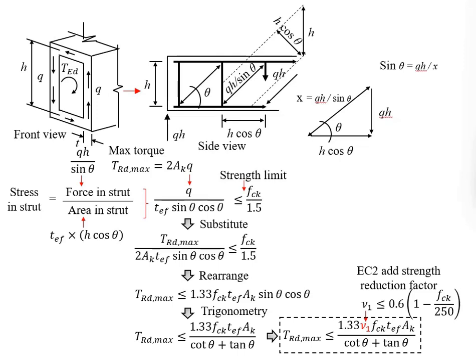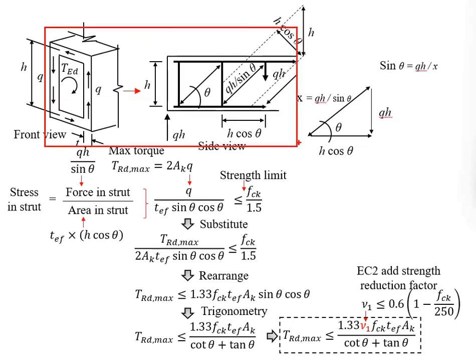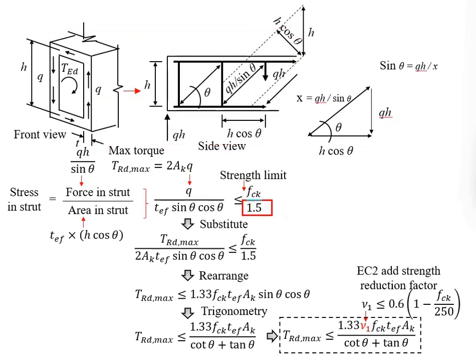However, the concrete has its limit. Its strength is the fck. When the compressive stress is higher than its strength, the concrete will crush. We want to avoid that. Make sure the concrete does not crush in order to ensure the integrity of this hollow section. And then don't forget about the partial factor of safety for the concrete. The partial factor of safety for the concrete is equal to 1.5 as stated in Eurocode 2. Therefore, the compressive stress here will be limited by fck divided by 1.5.